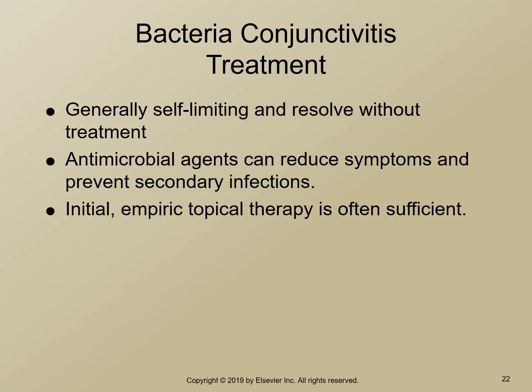The treatment for bacterial conjunctivitis depends on the severity of the infection. Generally, as mentioned before, it can be self-limiting and resolved without treatment, but in some cases, antimicrobial agents may be prescribed, and that can reduce symptoms and prevent secondary infections. Typically, initial empiric topical therapy is enough to treat the patient. Therapy is sometimes adjusted based on the organism isolated and antibiotic susceptibility testing results.